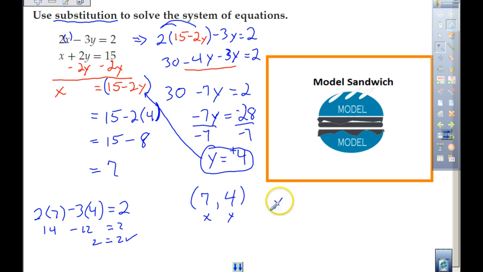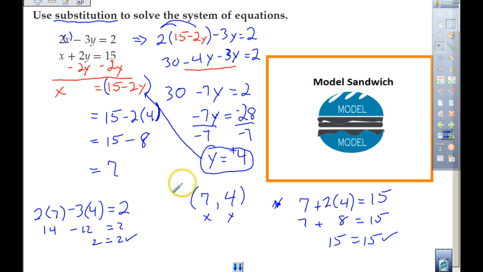Let's see, not x. So that's going to be 7 plus 2 times 4. Does that equal 15? So 7 plus 8 equals 15. Yes, 15 equals 15. Okay.